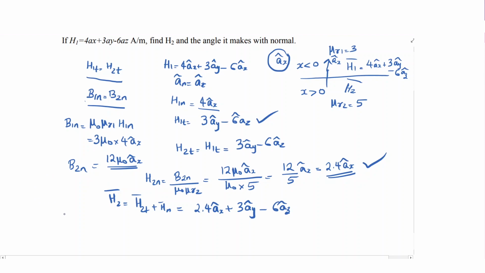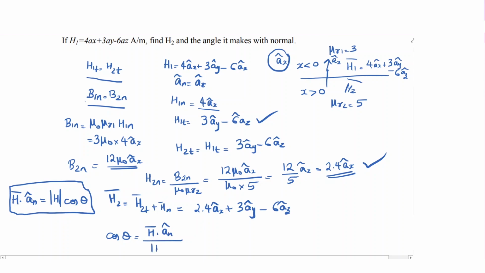For that, take any vector h. Vector h dot an, where an is a unit vector normal to it, will be equal to the modulus of the first vector times the magnitude of the second vector, which is 1 because it's a unit vector, into cos theta, where theta is the angle which the vector makes with the normal. Here you are asked to calculate this theta. So cos theta will be equal to vector h dot an divided by the modulus of vector h.